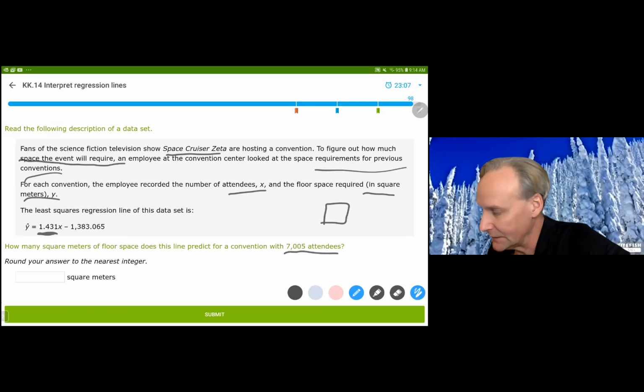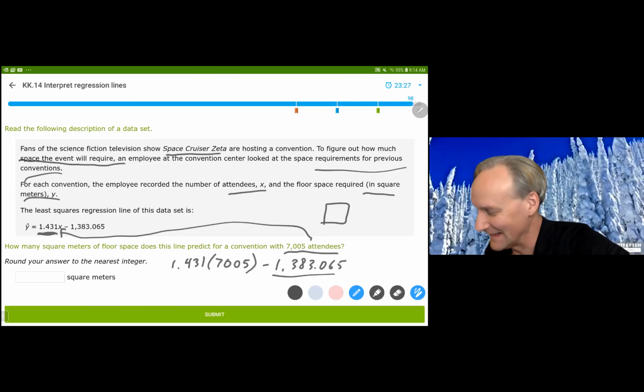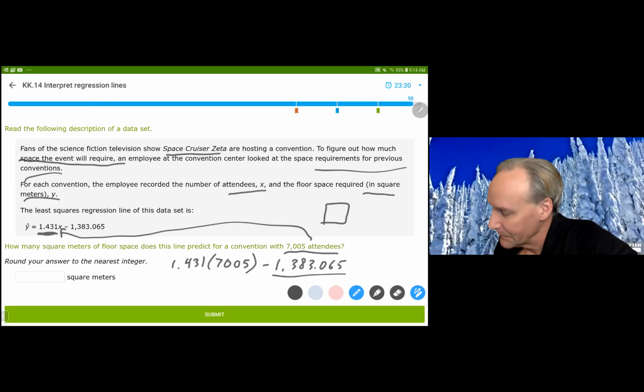If they have 7,005 attendees, we're going to substitute the attendees in for X. And so we have 1.431 times the 7,005, they're going to make it specific, minus 1,383.065. I don't know where this came from, but anyway, there it is. All right, 1.431 times 7,005, and we're going to subtract the 1,383.065.